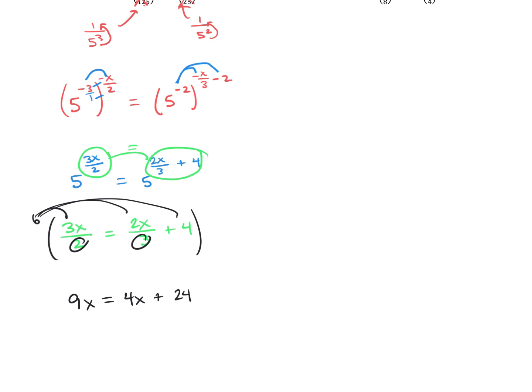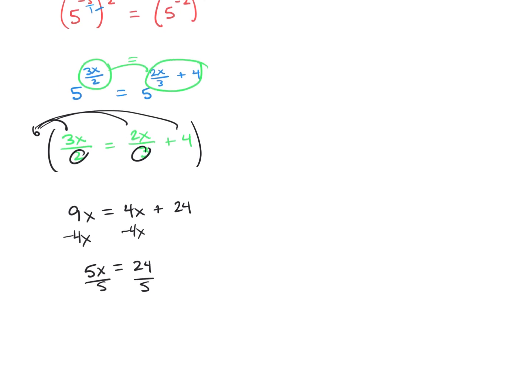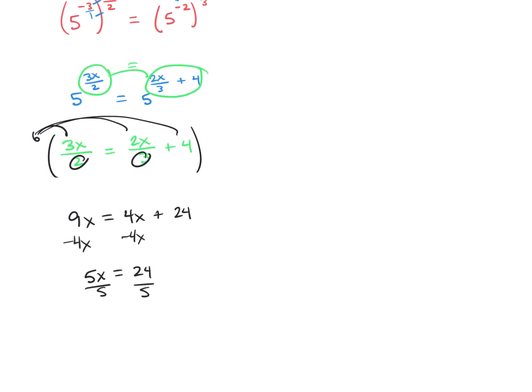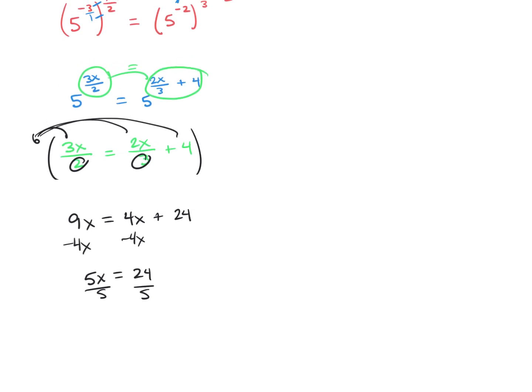And now we solve. Let's get the x's to the same side. We're going to subtract 4x from both sides. So we get 5x equals 24. Divide both sides by 5. And our final answer for x: 24 does not divide by 5, so we'll just leave it as 24/5. It doesn't reduce, so we like that answer.